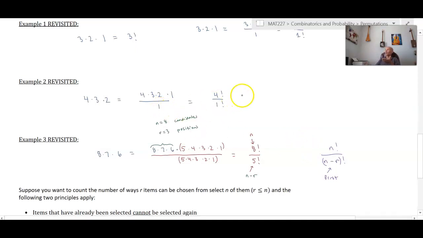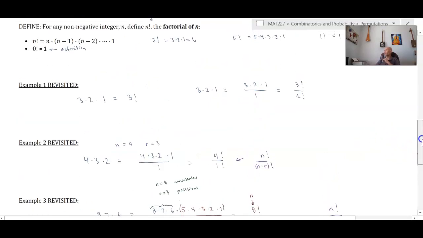Would that same thing apply up here? Well, up here, 4 was n. I had four letters. And n was equal to 4, r was equal to 3. So it is also true that 4 minus 3 is 1. And so if I take 4 minus 3, I will get 1 factorial in the denominator. Same thing applied up here.